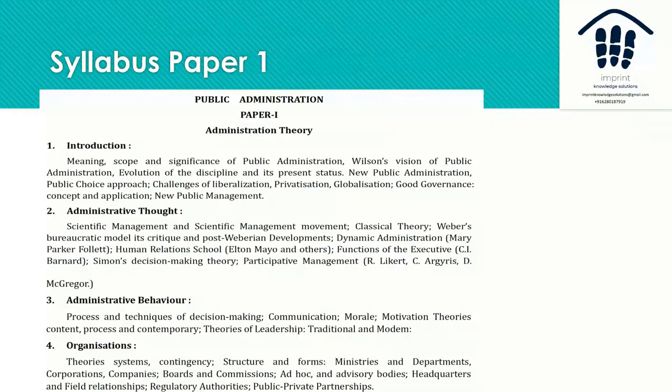Then organization, so theories, contingencies, structures. Normally, the questions which come from this are on public-private partnership or on headquarter-field relationships. These are the two questions which normally come. A lot of things are there in the syllabus, but are never going to come in the exam. That is the case, right?